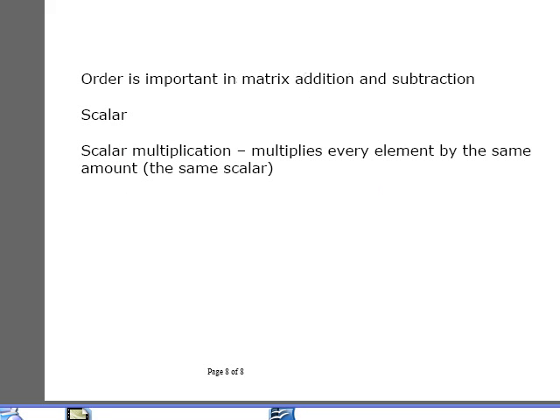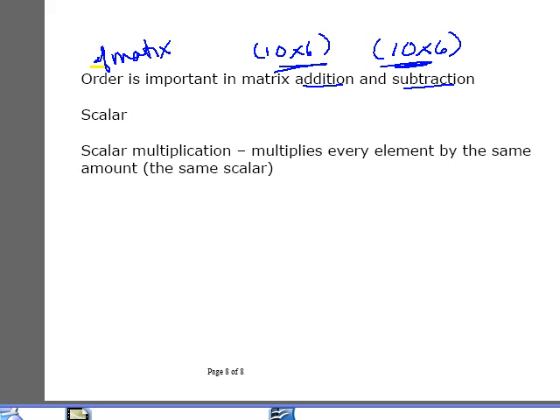So here's a little bit of summary of these rules. The order of the matrix is important in matrix addition and subtraction. You have to have the same order. If your first matrix is 10 by 6, then you can only add to it matrices that are 10 by 6, or subtract matrices from it that are 10 by 6. And then it goes element by element. In fact, both of these are element by element.